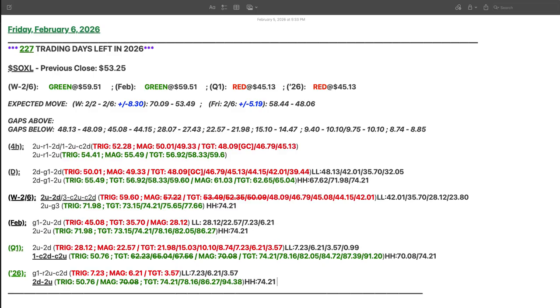Those are your triggers and targets for everything from a scalping perspective all the way up through the 1 year chart. Try to jam in as much information as possible without taking up too much of your time.